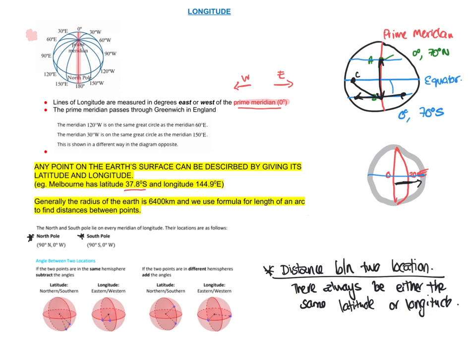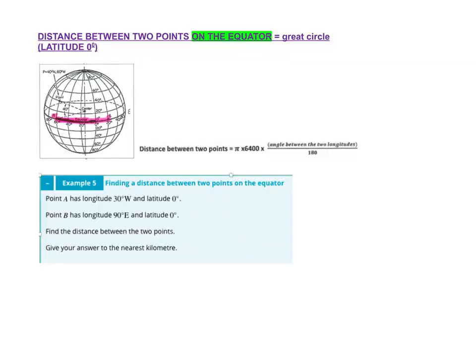We're just doing simple distances between points on either the same longitude or the same latitude. The first ones we're going to do are the distance between points on the equator, just to practice and make it easy. If it's on the equator, we're on the same latitude, which would be 0. You haven't gone north or south, so 0.